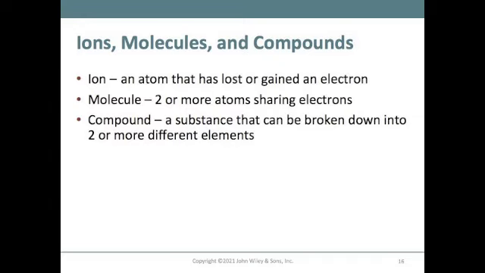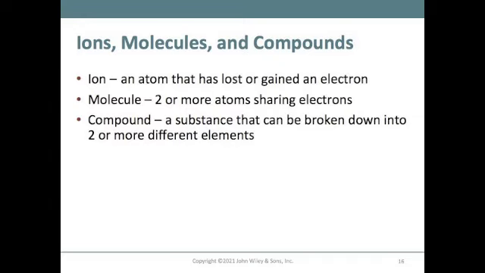When 2 or more atoms share electrons, the resulting combination is a molecule. A molecular formula indicates the elements and the number of atoms in each element that make up the molecule. A molecule may consist of atoms of the same kind, such as an oxygen molecule. The molecular formula for a molecule of oxygen is O2. The subscript 2 indicates that the molecule contains 2 atoms of oxygen.